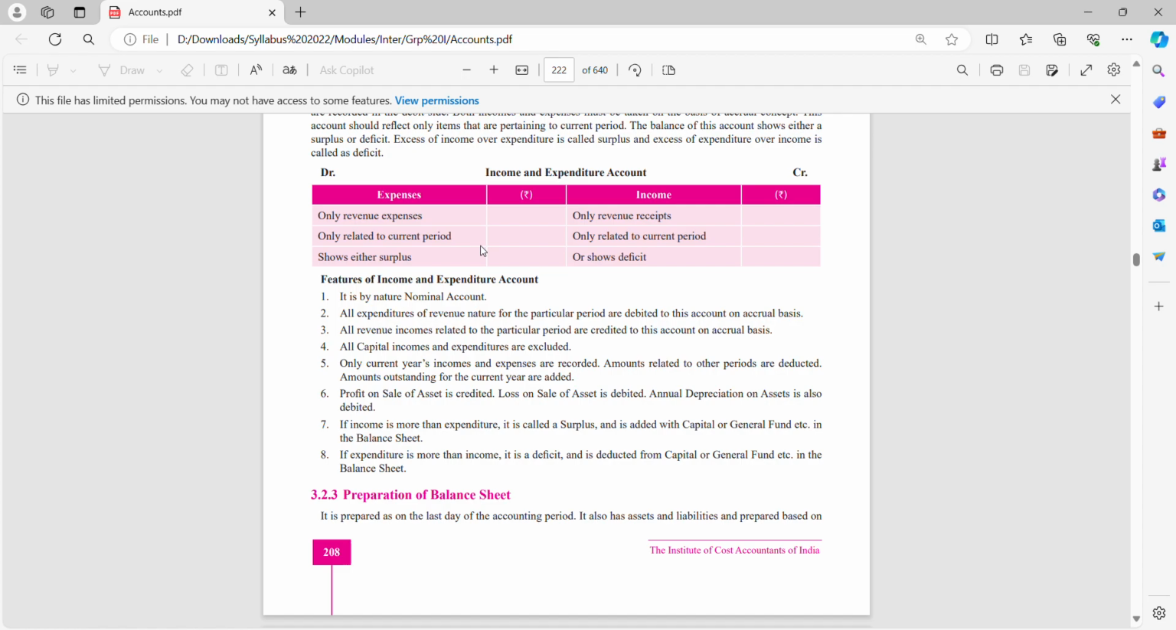All capital income and expenditure are excluded. Only current year's income and expenses are recorded. Amounts related to other periods are deducted. Amounts outstanding for current year are added. So only current year income and expenses are recorded. Future year or earlier year income and expenditures are not taken into account.